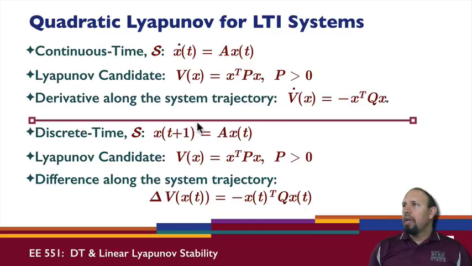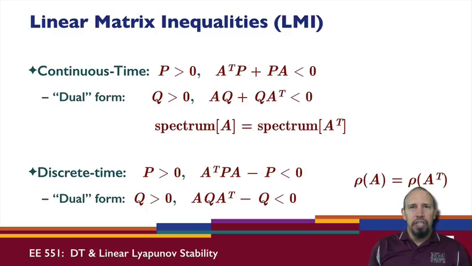So in terms of summary of quadratic Lyapunov stability for linear time invariant systems, I have the continuous time and the discrete time, and they're very similar to one another. So here are the results that I get in both of these cases. By the same approach we use for continuous time, we have a similar approach for discrete time.